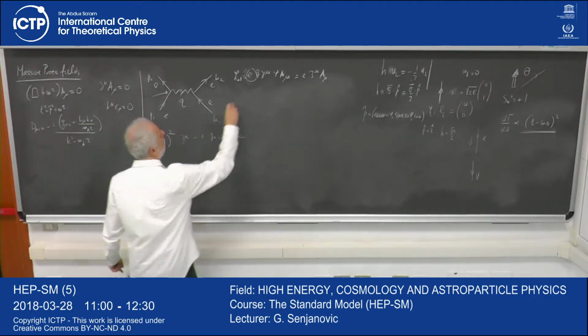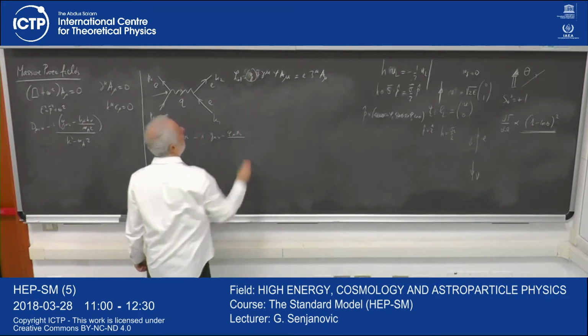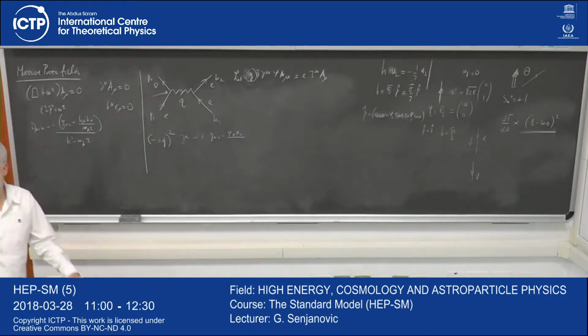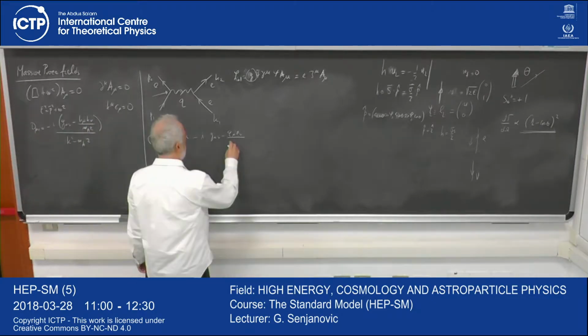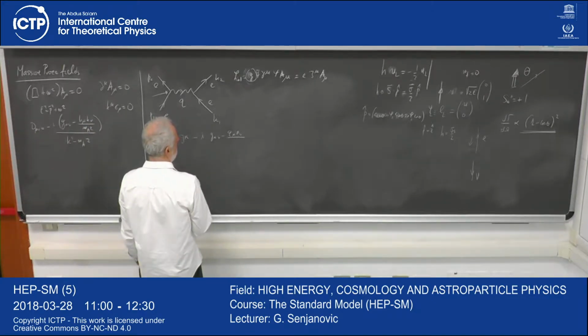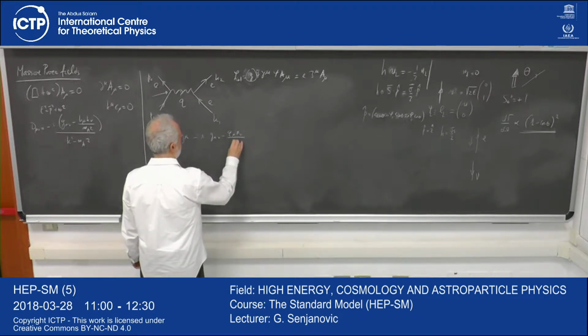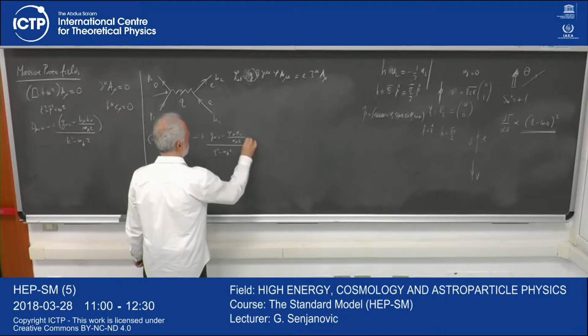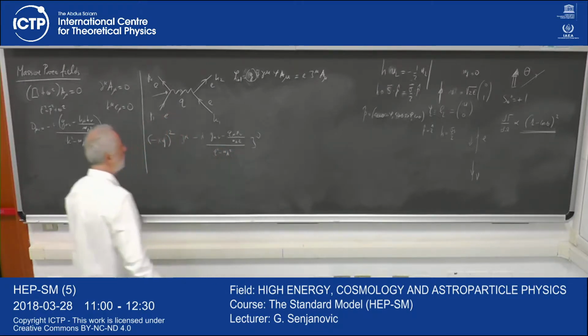Let's take any interaction with any coupling constant, g, so that I can apply it to any field. The propagator has M_A squared, and q squared minus M_A squared, J nu. Okay.